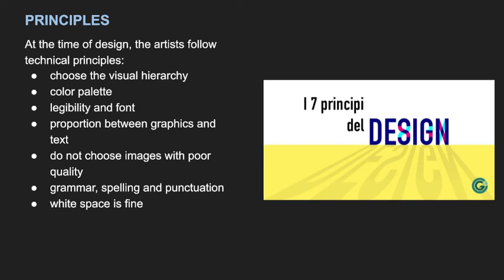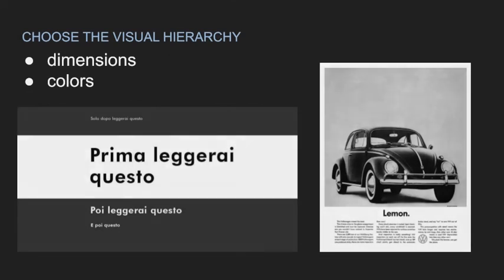To design an artwork, artists order the elements through principles. These principles and techniques are: choose the visual hierarchy, color palette, legibility and font, proportion between graphic and text, do not choose images with poor quality, grammar and spelling, and white space. The first is to choose what we want to show more than what we want to overshadow through dimensions and colors.